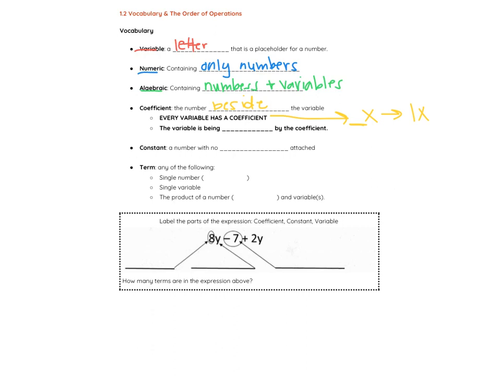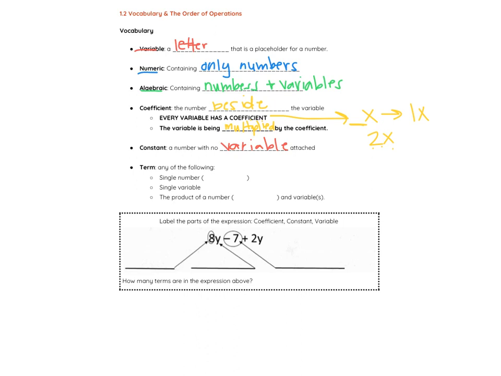The other thing that I want to mention is the variable is being multiplied by the coefficient. So if I wrote 2x, that means 2 times x. But 2 would be the coefficient of x. The next definition is we have a number with no variable attached. If we don't have a variable, that's just considered a constant.